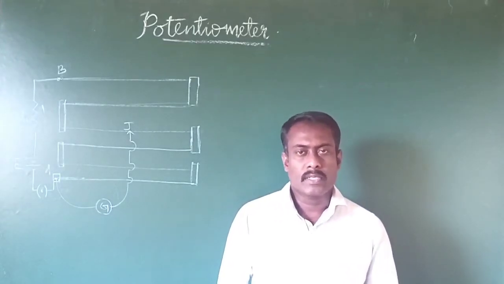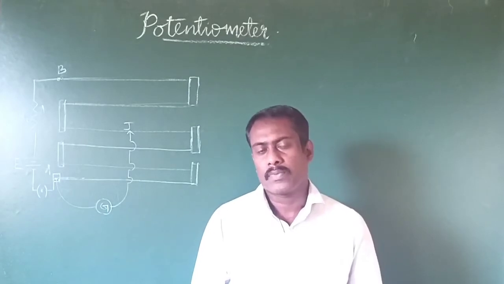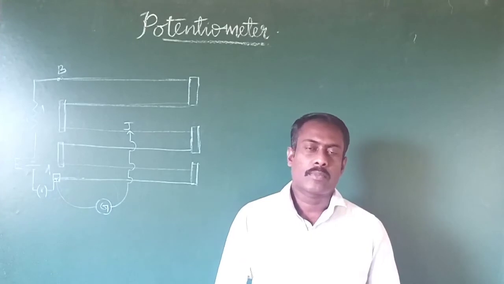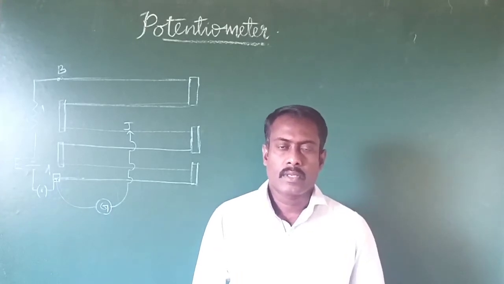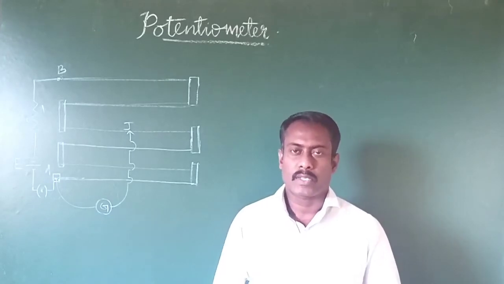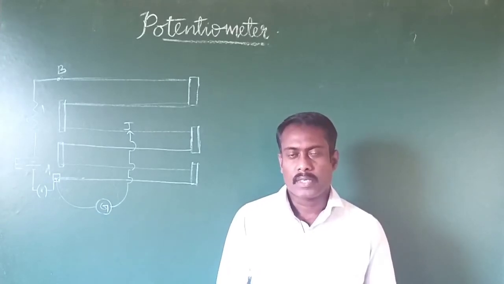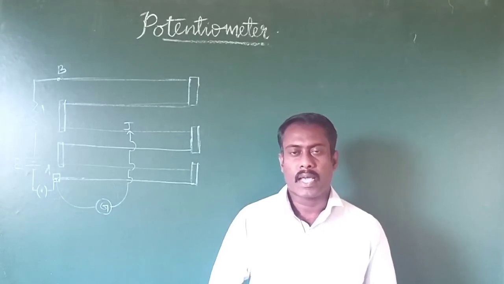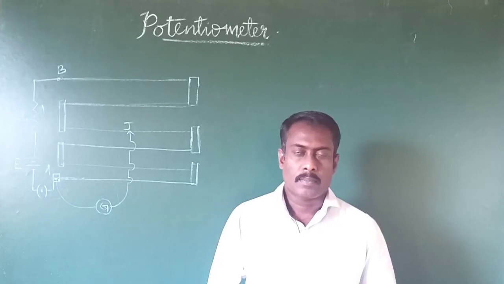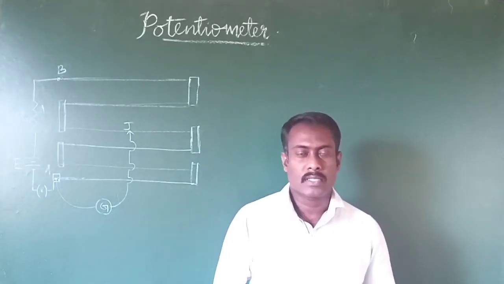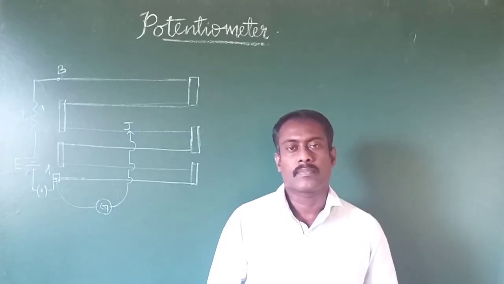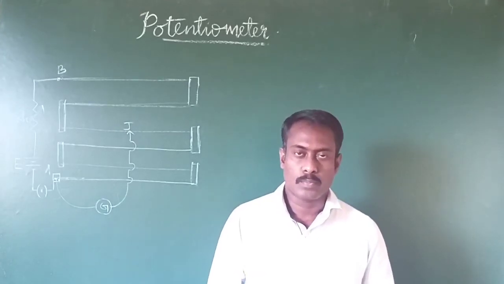Normally, to find out the potential difference across two points, we use a voltmeter. But when a voltmeter is connected to a circuit, the voltmeter itself will draw a current from the circuit. Therefore, it does not provide an accurate measurement for the potential difference across the two points. But a potentiometer is a device that can accurately measure the potential difference across two points.